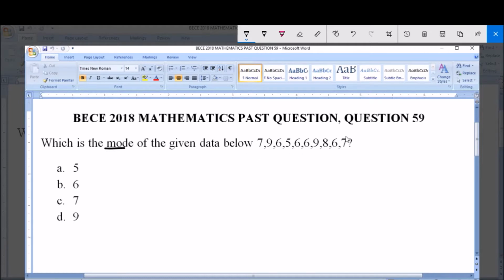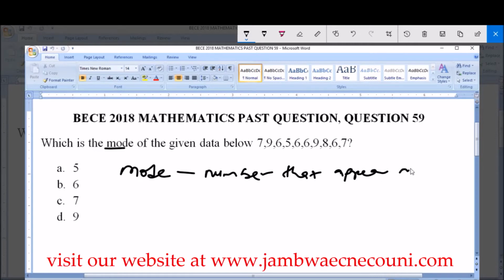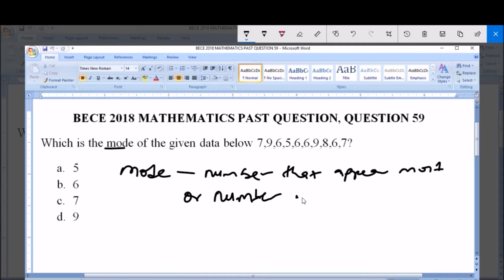Now the data given includes 7, 9, 6, 5, 6, 6, 9, 8, 6, 7. Now mode here simply means what? The number in the data with the most appearance, that is the number that appears most, or you can simply say the number with the highest frequency. The number with the highest frequency will give us the mode.